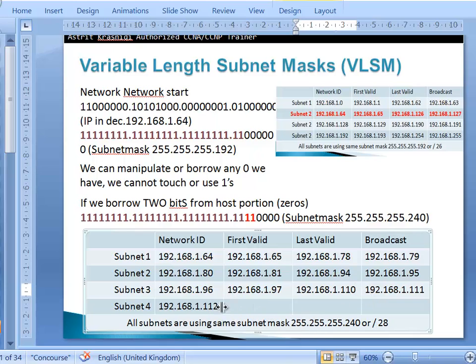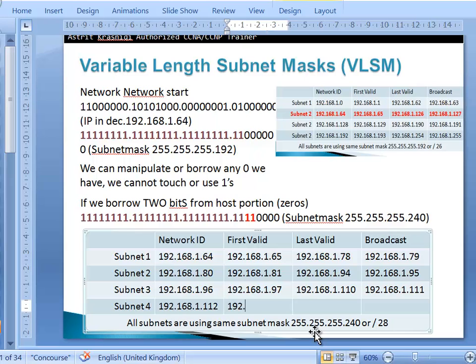Now, subnet 4, the first valid address is subnet ID plus 1, so 192.168.1.113. And to find the last valid and the broadcast, we find the next subnet ID, which is subnet 5. If we add 16 to 112, it's going to be what? 128. 128 is the next network. We can't touch that. That's somebody else's subnet.